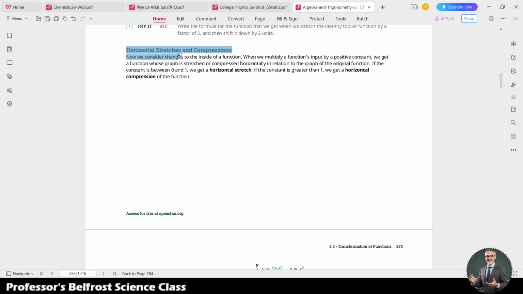Okay, now let's discuss horizontal stretches and compressions. This is when we consider changes to the inside of a function. So if the constant is between 0 and 1, then we get a horizontal stretch, and if the constant is greater than 1, then we get a horizontal compression of the function.